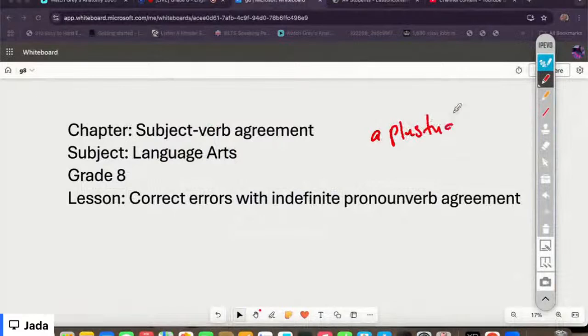Today we'll continue the chapter which is subject verb agreement. We did the first lesson some days back, so today we'll finish the last lesson. First you have to log in using aplusstudent.com. Click on your name, move on to language or the grade 8. The lesson is correct errors with indefinite pronoun verb agreements.